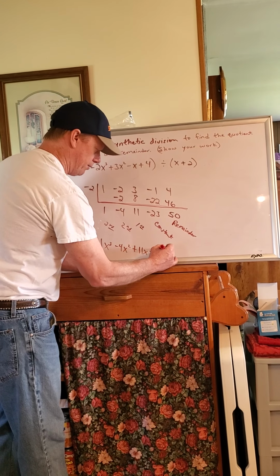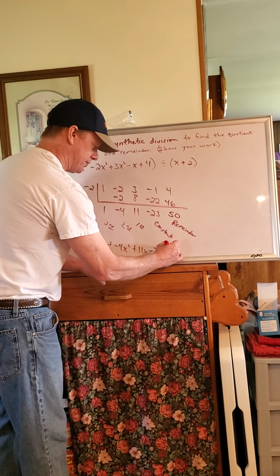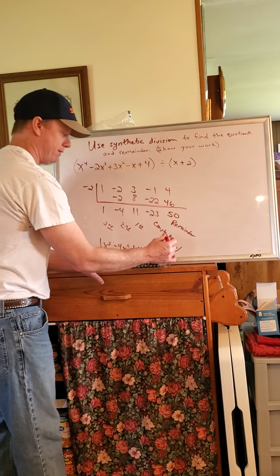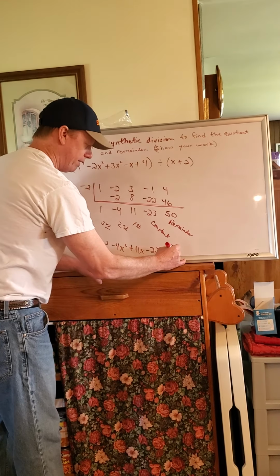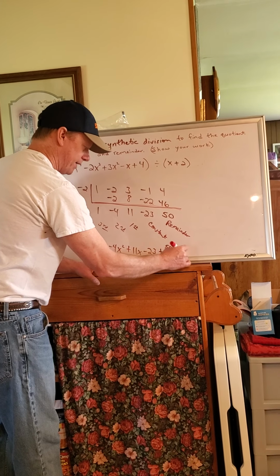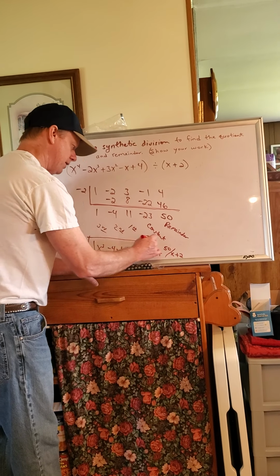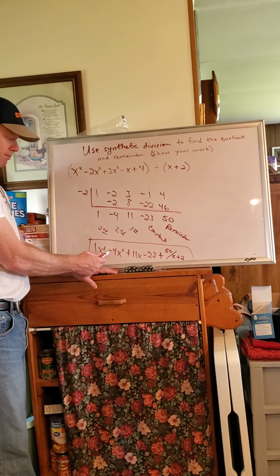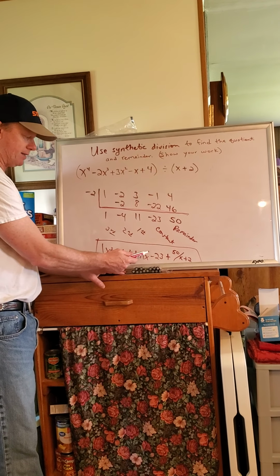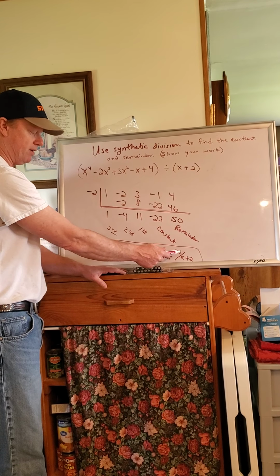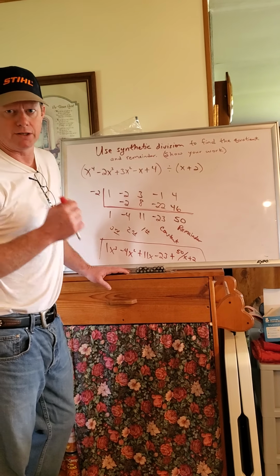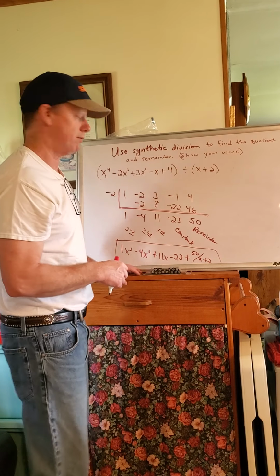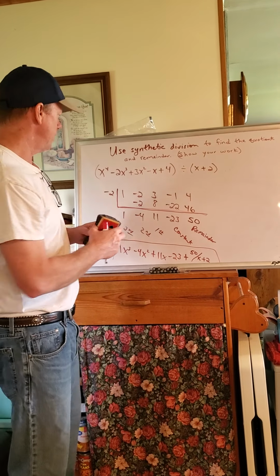And then what do you do with the remainders? You tack them on to the end of your answer and put them over what you divided by. And what did we divide by? We divided by the factor x plus 2. So that right there, x cubed minus 4x squared plus 11x minus 23 plus 50 over x plus 2 is the quotient to this division problem. It's the answer to the division problem. Let me do one more.